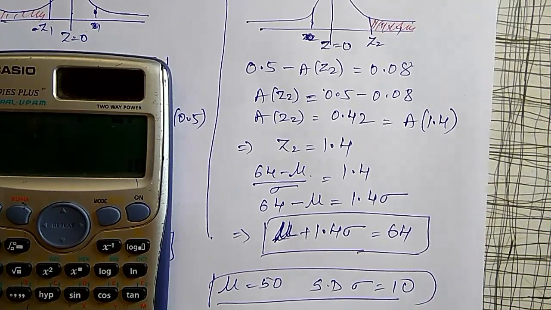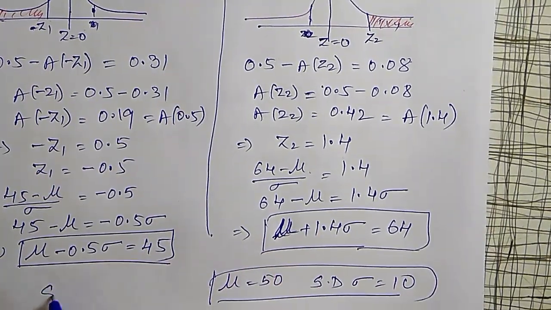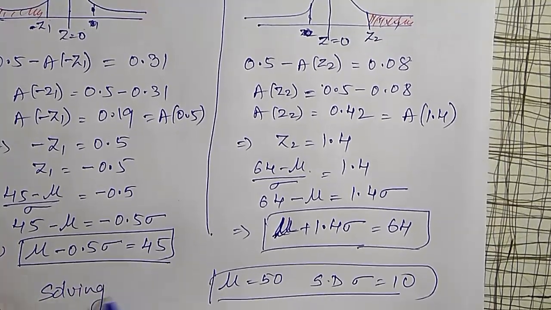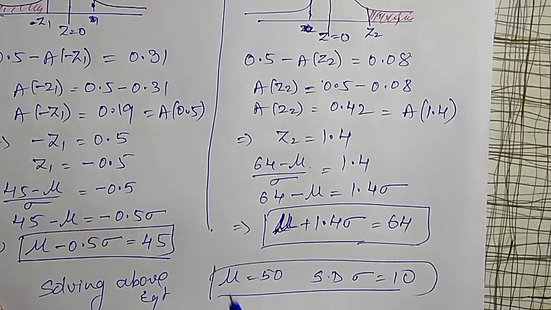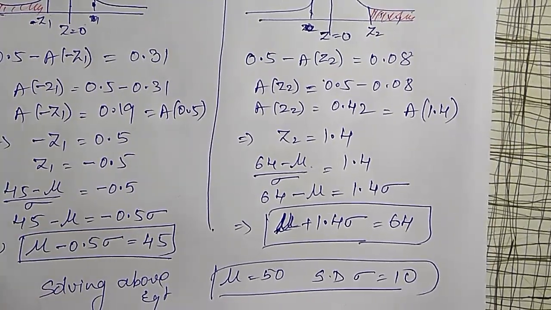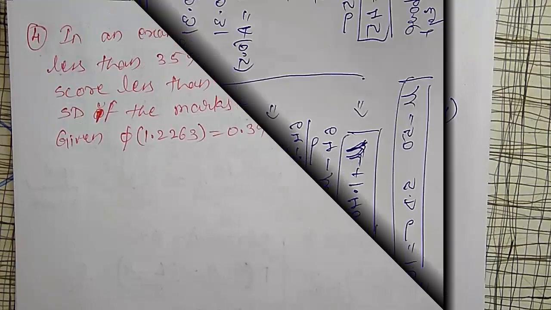This is how to solve an example on this. Solving the above two equations, I get mu equal to 50 and sigma equal to 10. This is a very important problem. One more example on this I am going to solve in another example. This is a very important example I am going to solve here.